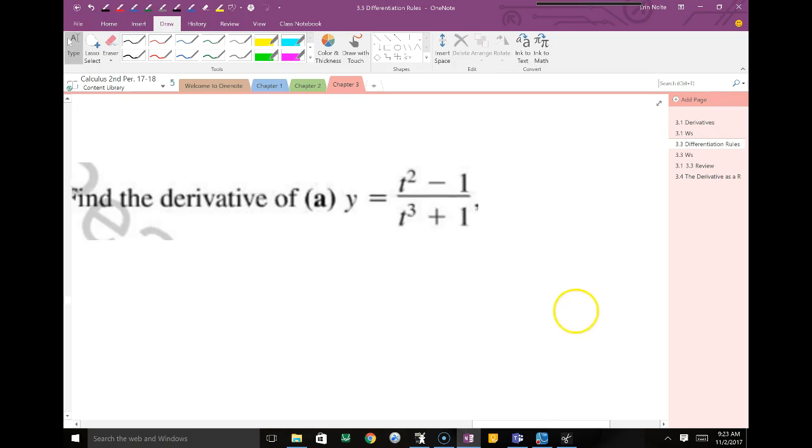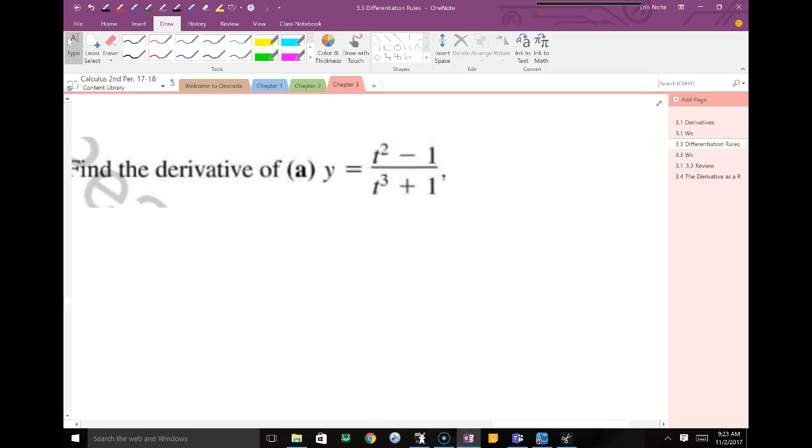Here's our first example. Okay, we got a top and we got a bottom. Can somebody identify what the high is? The entire thing on the top. The high is t squared minus 1. Okay, so what's the ho? There you go. All right, so what do you start with? You start with the ho.